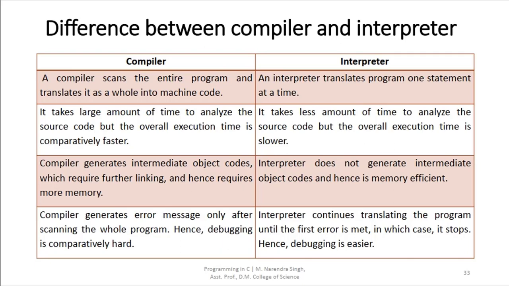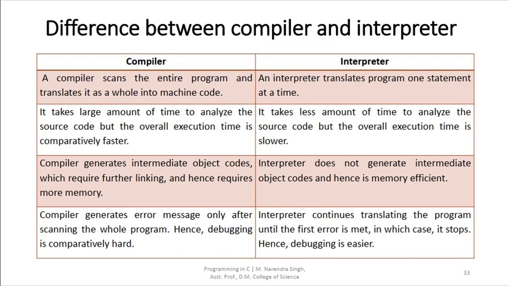What it means is, when a compiler translates the high-level language program, sometimes it may not directly translate to machine language. It may translate to some other intermediate level programming language, for example, assembly language. From a high-level language, it may be translated to an assembly language, and then from assembly language, it may be translated to machine language. So it takes time. An interpreter does not generate intermediate object codes, hence is memory efficient. Interpreter directly translates a high-level language into the machine language. So it doesn't require the use of the memory, and hence it is memory efficient.